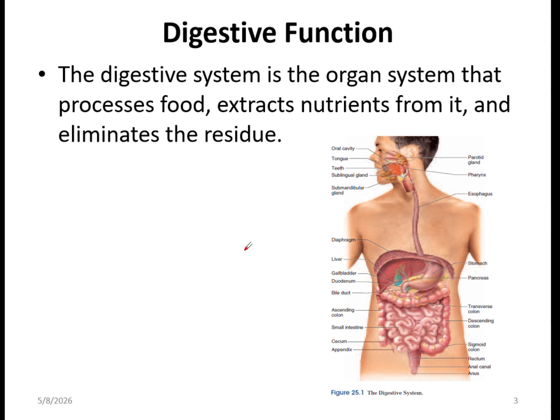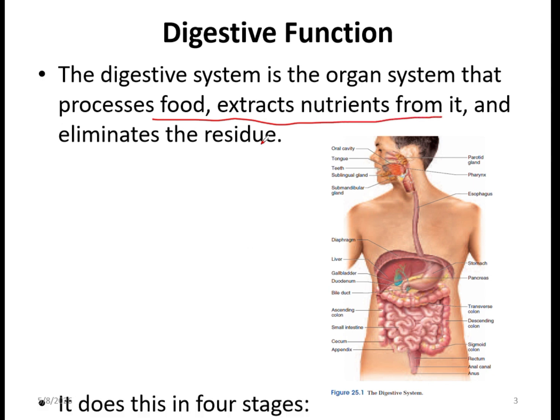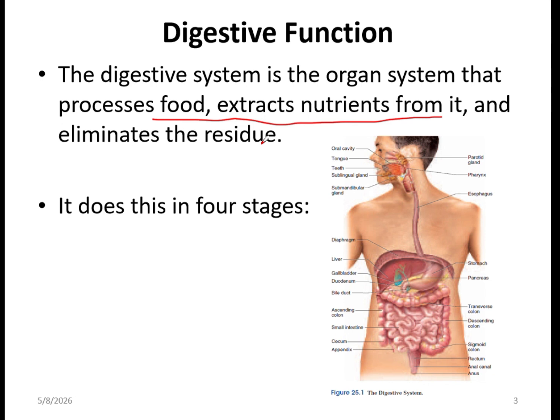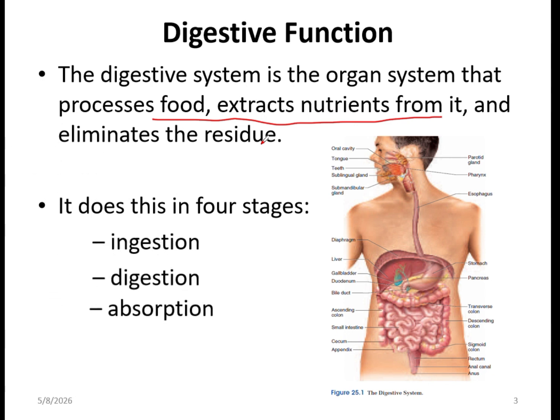So as we know, the digestive system is the organ system that processes the food, extracts nutrients from it and eliminates the residue. Okay, so it does this in 4 stages. First stage is ingestion, the second is digestion, the third is absorption, and the fourth is defecation, right? So these are the 4 steps. All digestive enzymes are hydrolytic, as we know. Also, water plays an important role in the metabolic process, right?